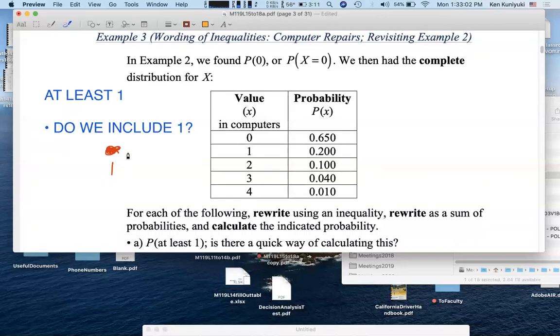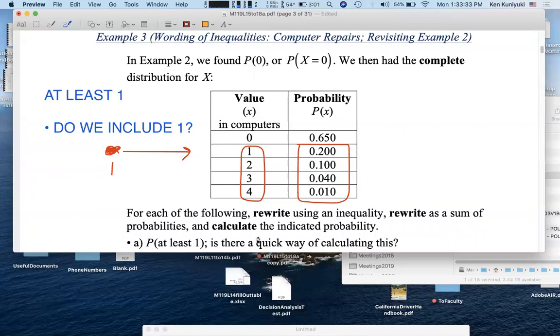And then, do we want greater numbers or lesser numbers? At least 1. If you're told to be eligible for financial aid, you have to take at least one class. Can you take more or fewer? You can take more. So, what does at least 1 mean in this table? It means that one computer could be broken, or 2, or 3, or all 4. And to find this probability, we have to add the corresponding probabilities over here.